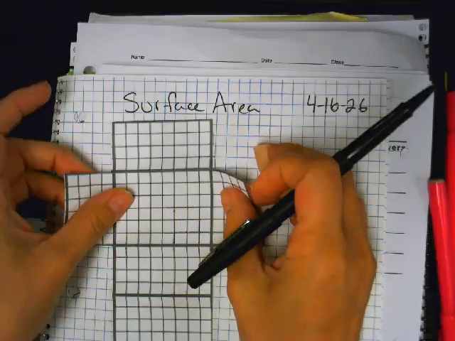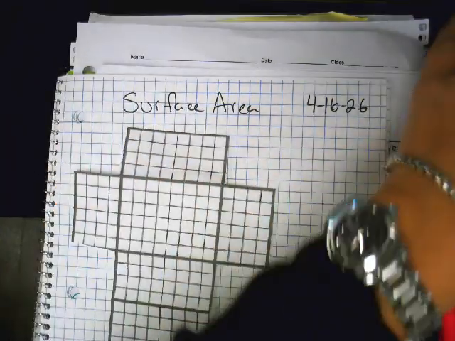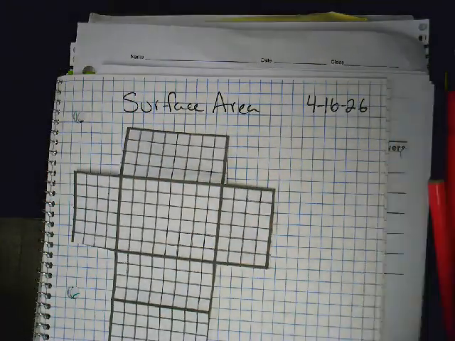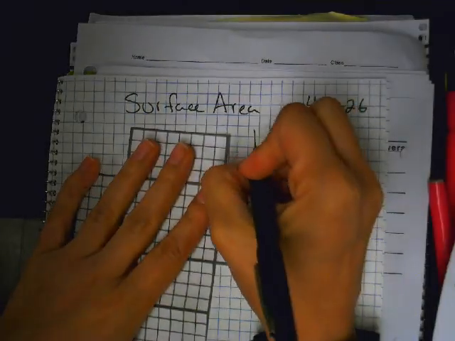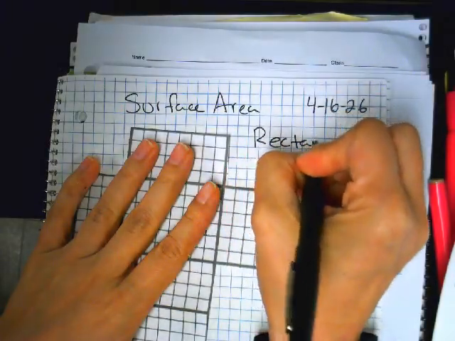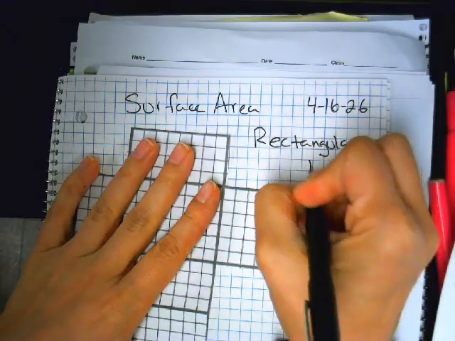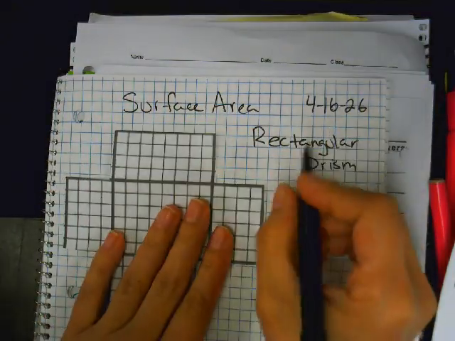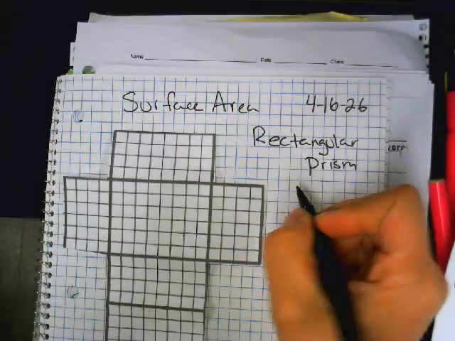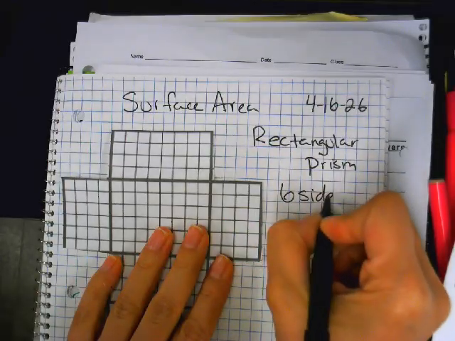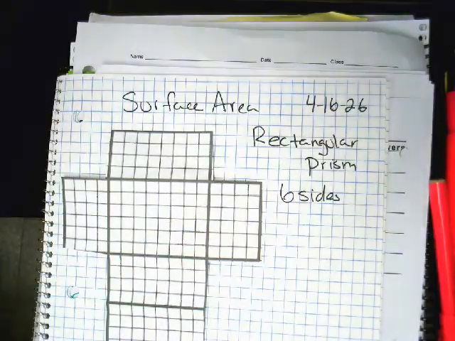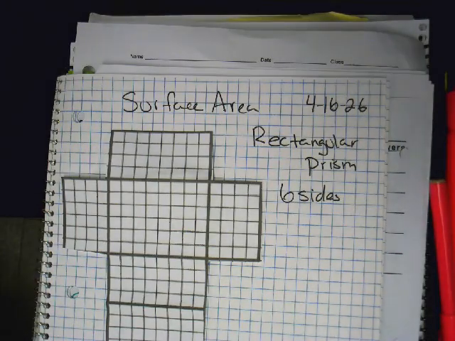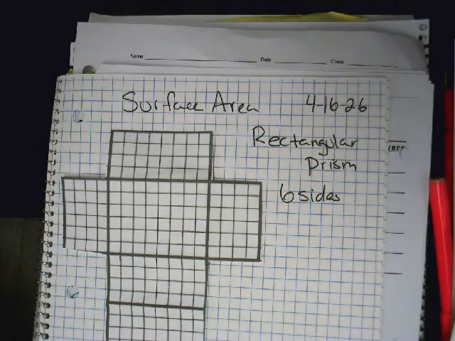So this is our rectangular prism. It's a rectangular prism because when you fold it up, it ends up being a rectangle, a 3D rectangle. How many sides does a rectangular prism have? 6 sides, right? 6 sides.